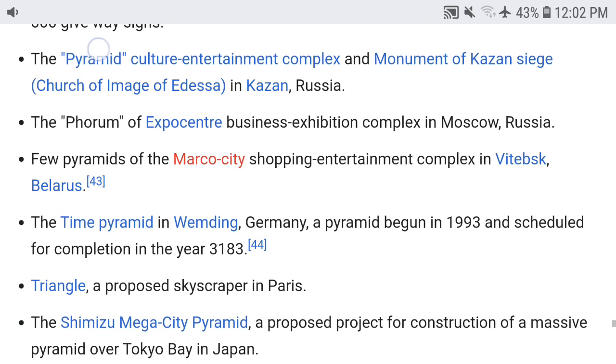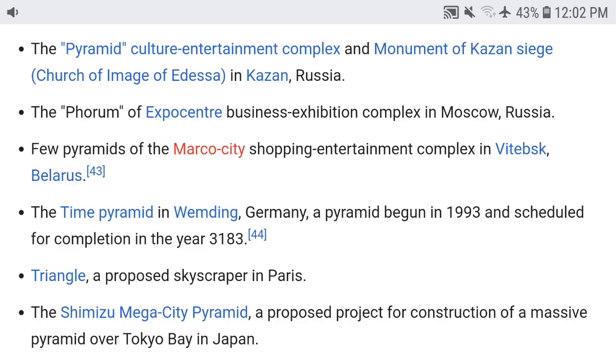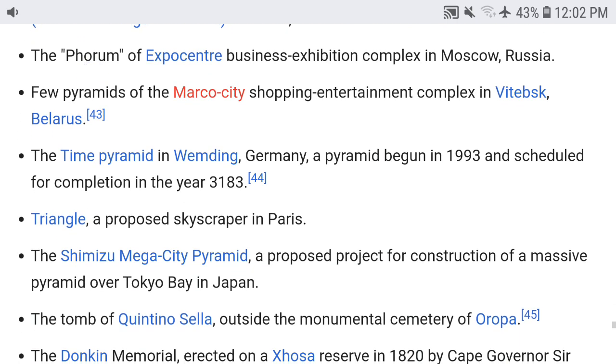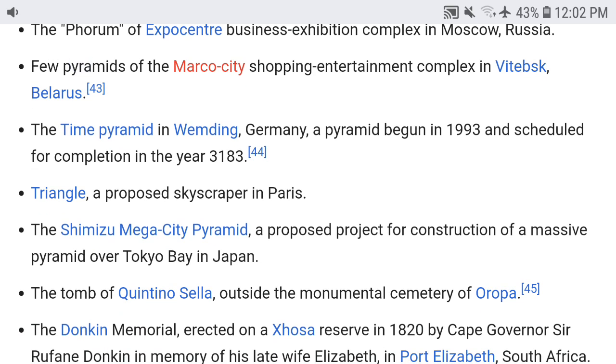The pyramid in Kazan, Russia. Oh, I know Kazan actually. Kazan is to the southeast of Moscow. Yeah, you can find Kazan there. If you know Moscow, you go southeast, you will find Kazan basically. Another one in Moscow, Russia, and then another one in Belarus.